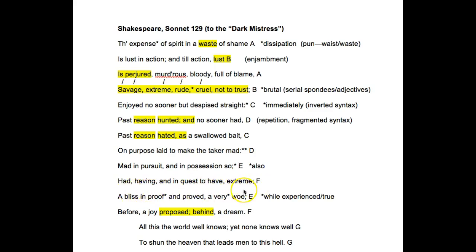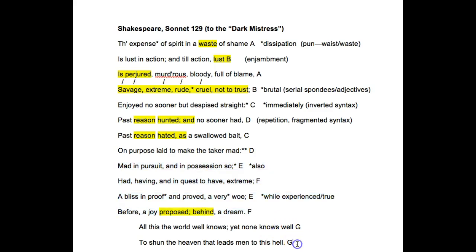And so he's always in one of these states. So it's blissful at one moment when you prove it, when you realize it, and then once you've realized it, a very woe, right? Something unfortunate, something you regret. And these lines are interesting. Before a joy proposed, behind a dream. And so a joy proposed, something he's imagining, right? And then behind a dream, this sense that what he had proposed or what he had imagined turned out to be a fantasy, right? And yet one that gets renewed, right? Mad in pursuit and in possession. So this is sort of a cycle that happens.